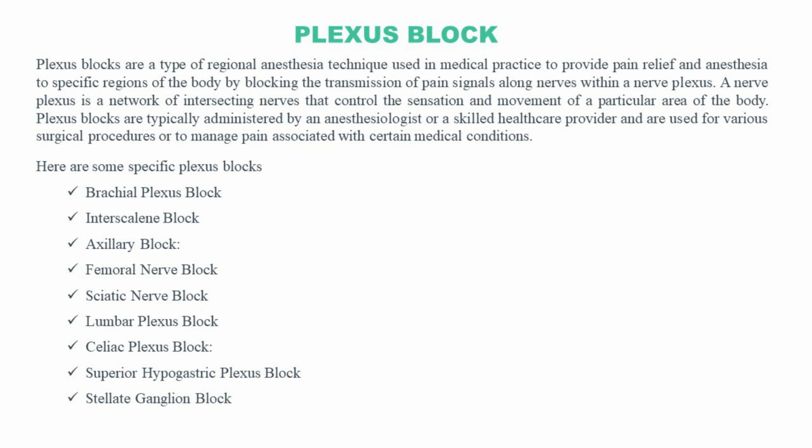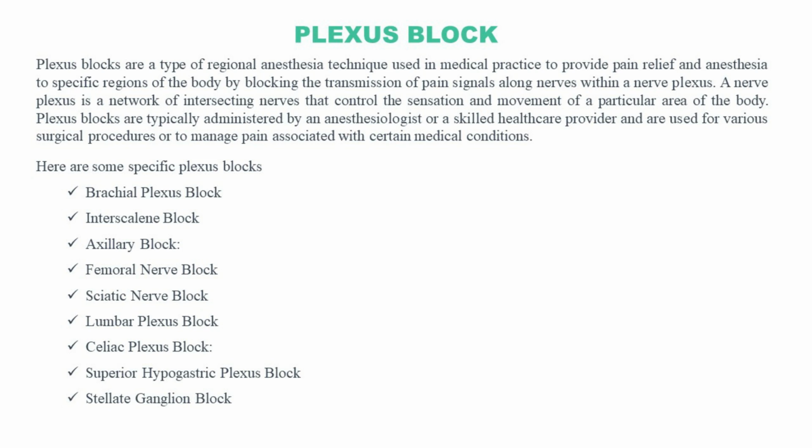2. Interscalene block. This is a specific type of brachial plexus block that targets the roots and trunks of the brachial plexus. It is often used for surgeries involving the shoulder, including rotator cuff repairs and shoulder arthroscopy. 3. Axillary block. The axillary block targets the axillary nerve and is used for procedures on the forearm, wrist, and hand. It is commonly employed for surgeries like carpal tunnel release or hand surgery.